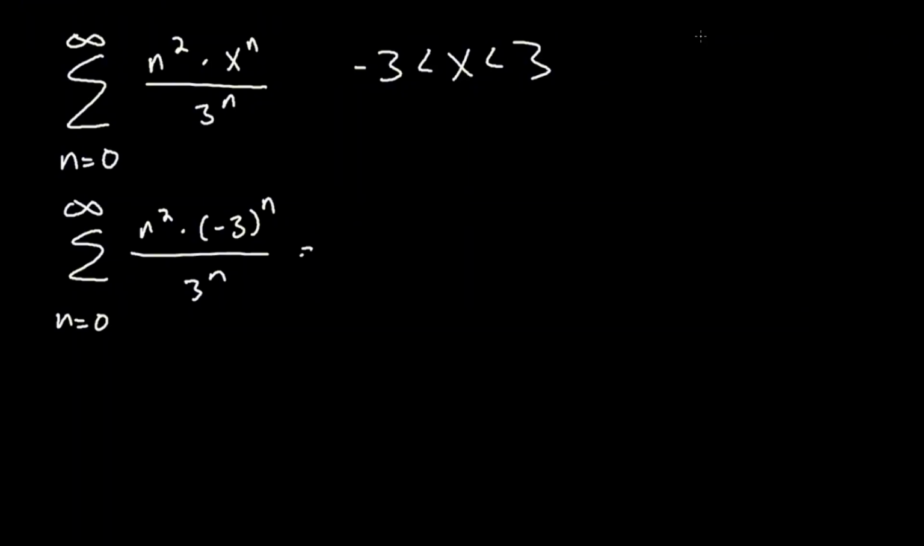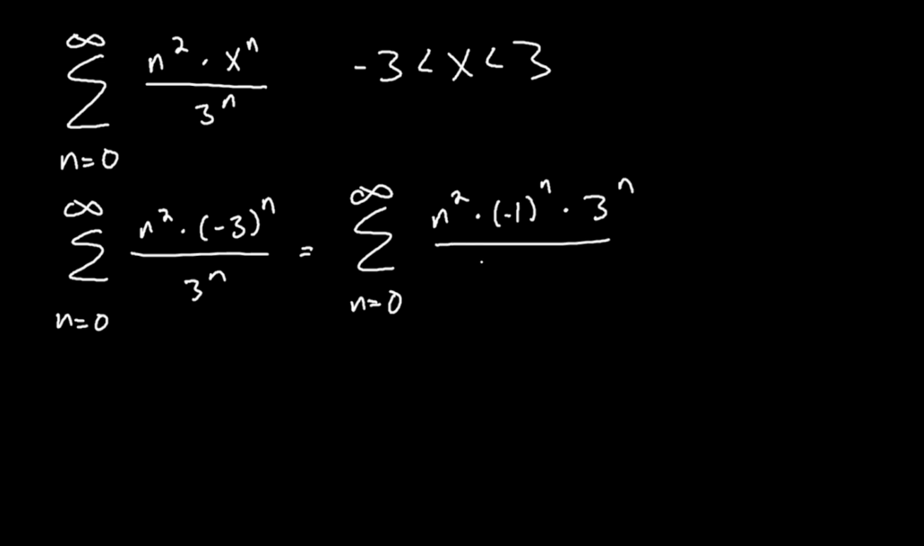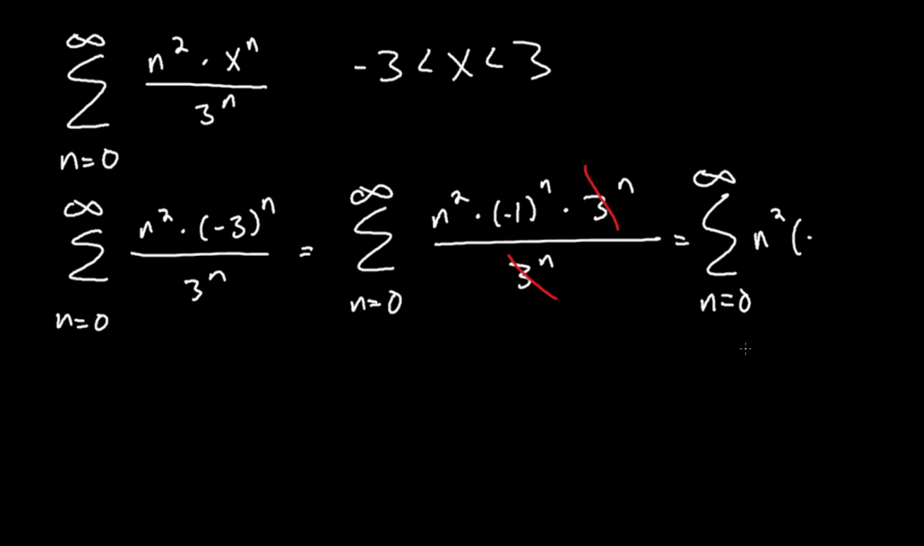Once we have this, we can simply separate. We can separate n to the power of 2 times -1 to the power of n times 3 to the power of n, over 3 to the power of n, and these cancel. So the series that is left over is just n squared times -1 to the power of n. Now we simply have an alternating series. Let's use the alternating series test.